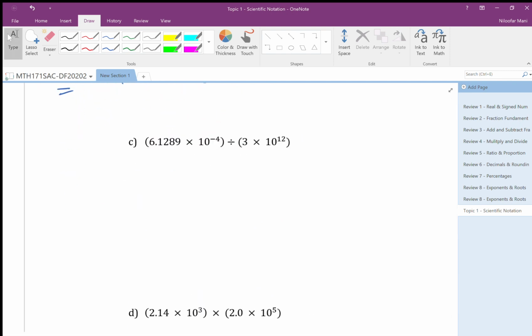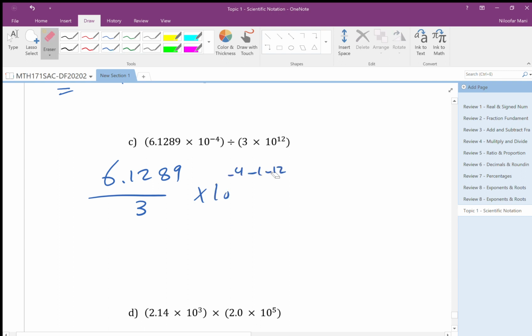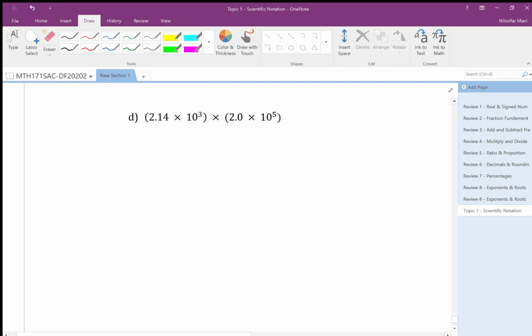Here, 6.1289 divided by this number multiplied by 10 power minus 12, minus 4 minus minus 12, which is 2.04296 forever times 10 power minus 16. Don't round. If I say numbers are approximate, you can, but you will see this in the future, rounding appropriately.